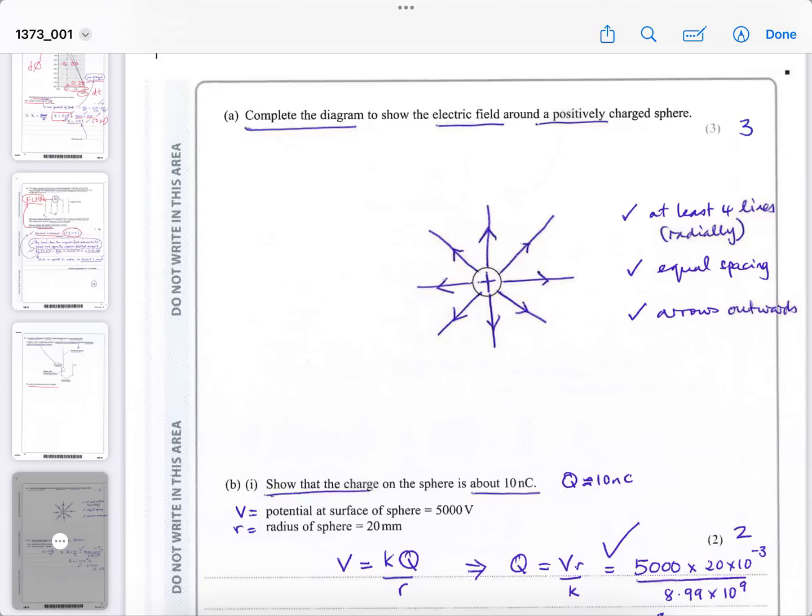So if it's a positively charged point source or a small charged sphere, then it will be a radial field with the field lines going outwards, and they will give you a mark for drawing at least 4 radial lines going outwards. Really you should space them equally to get the second mark, and the arrows should be pointing outwards. The field lines always go from positive to negative, so away from positive. That's how you get the 3 marks. They just want to test that you can draw radial fields, okay?